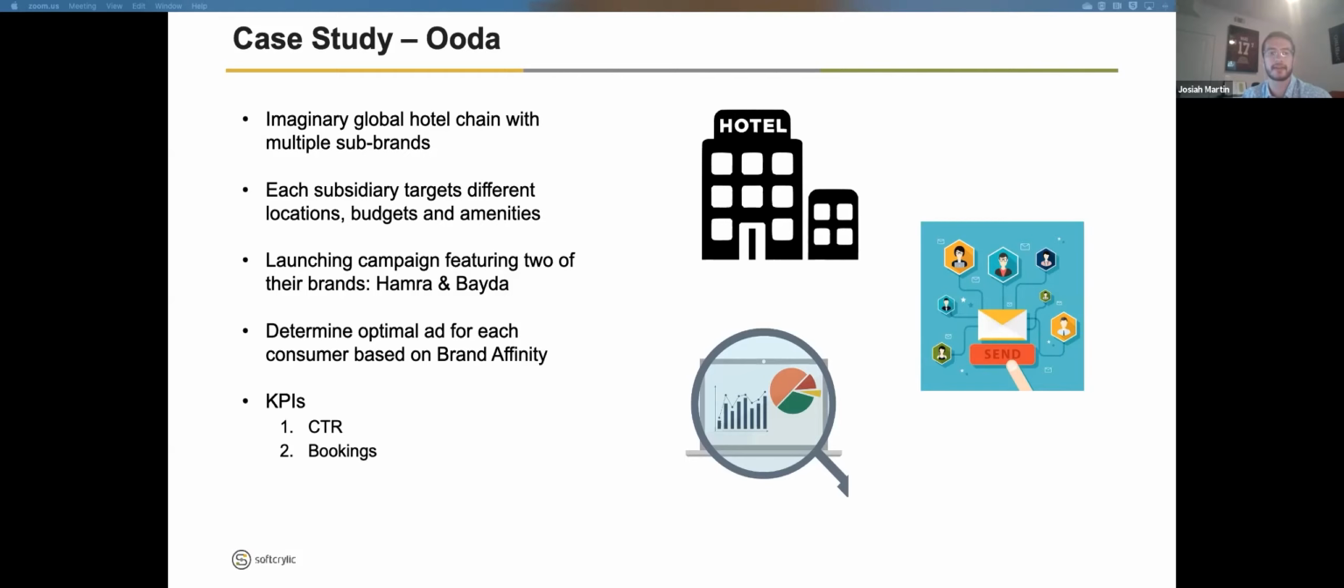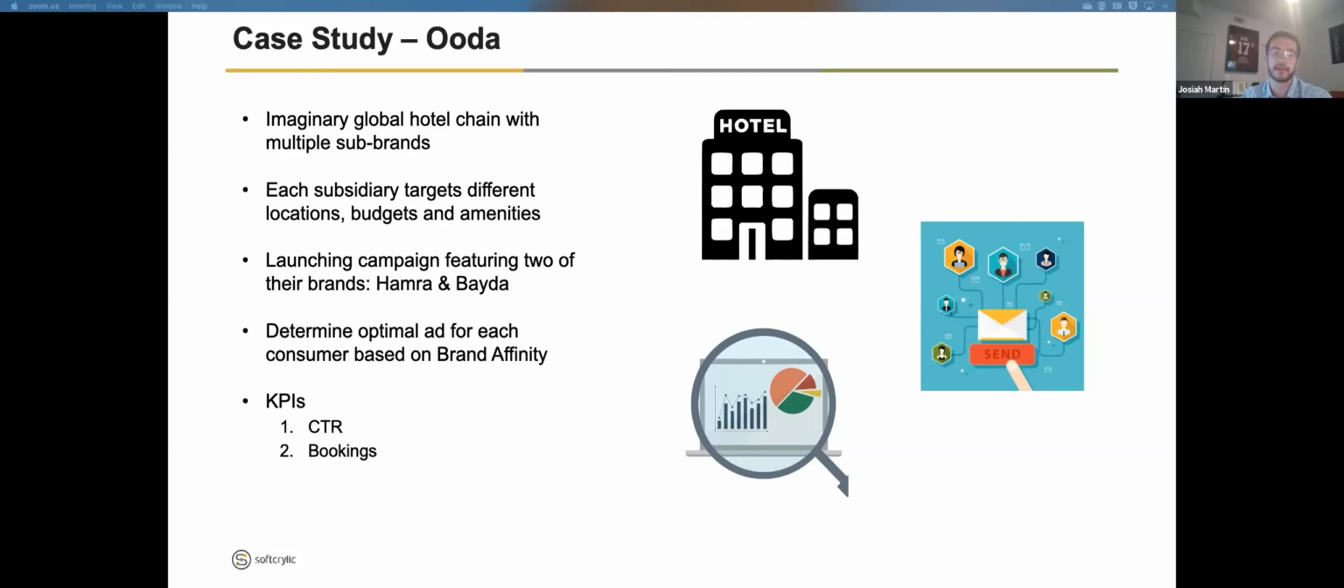And in this case, Ooda has decided they really want to hone in on two of their brands, Hamra and Bida. And they want to launch an ad campaign to drive consumers to their brand site, and it obviously eventually results in conversions. So the big piece here is deciding which of the two brands the consumer has the greatest proclivity for booking with, and then going ahead and serving them an ad around that preference.